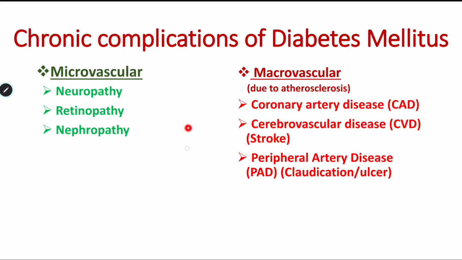Coming to chronic complications, diabetes complications can be divided into microvascular and macrovascular. Microvascular are retinopathy, neuropathy, nephropathy, and macrovascular are mostly due to atherosclerosis. They can be CAD, CVD, PAD: coronary artery disease, cerebrovascular disease, peripheral arterial disease.